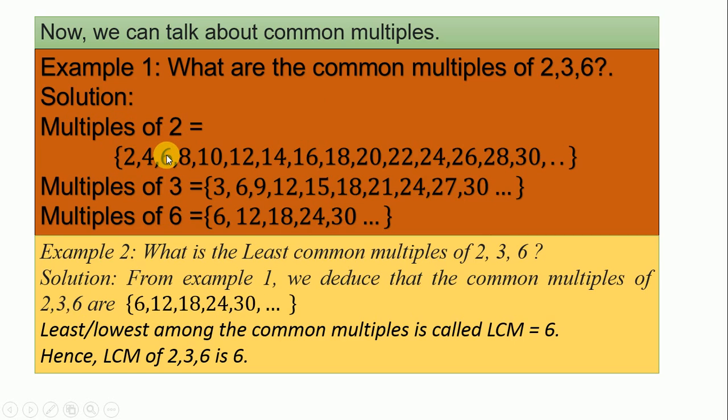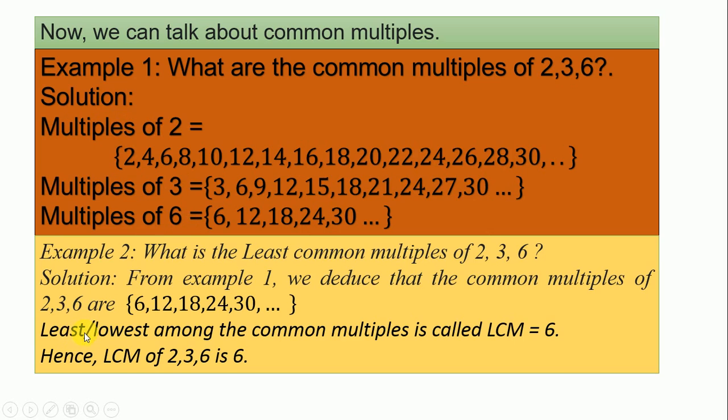If you look at multiples of 2, you see 6. Multiples of 3, you see 6 also. Multiples of 6, you see 6. When you also look at 12, we have 12, 12, 12. Look at 18, we have 18, 18, 18. Look at 24, we have 24, 24, 24. Look at 30, we have 30, 30, 30. So all these are part of the multiples that are common to 2, 3, and 6.